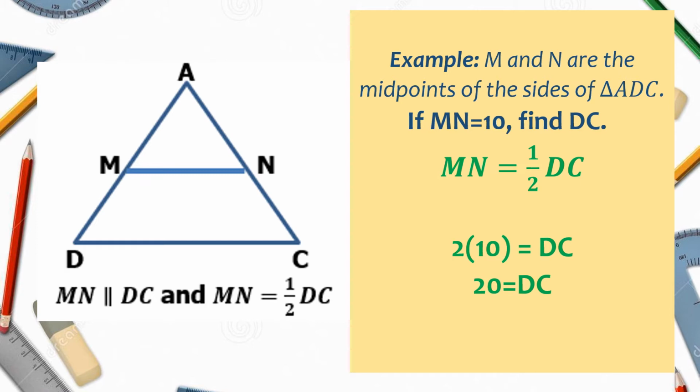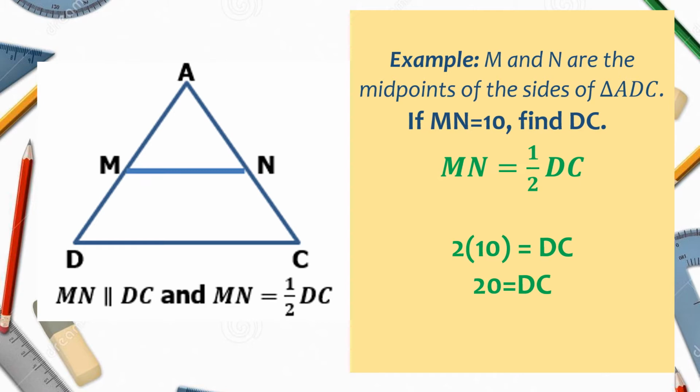According to midline theorem, ang ating line segment na na-form mula sa midpoint ay half ng ating third side, which is the base. So on this figure, MN is equal to 1/2 DC. Let us have an example. If MN is equal to 10, find DC. So si MN daw kalahati ng DC. So kung si MN ay 10, what will be the measurement of DC?